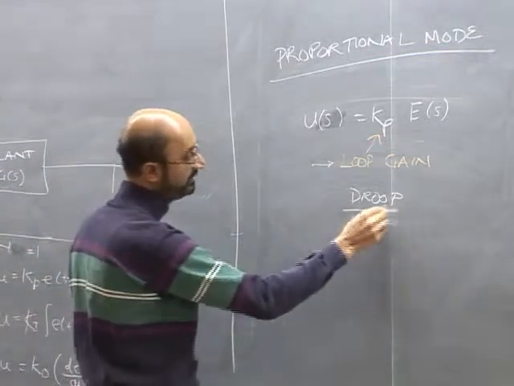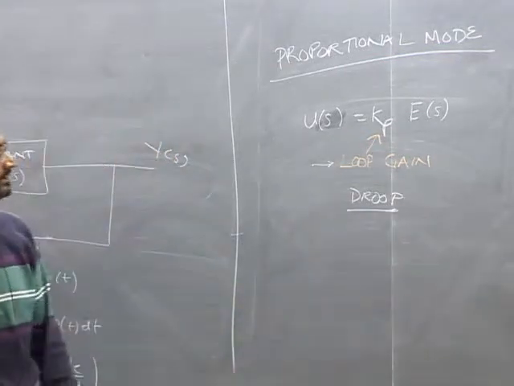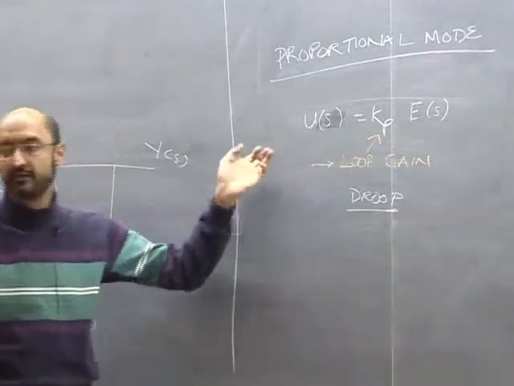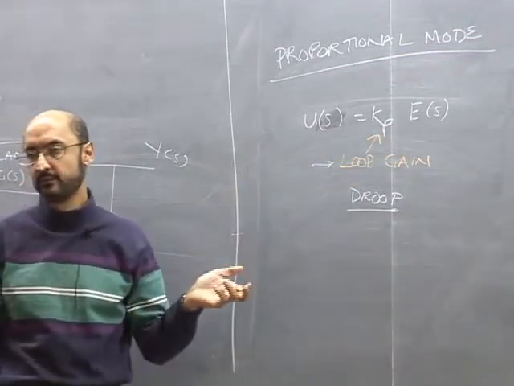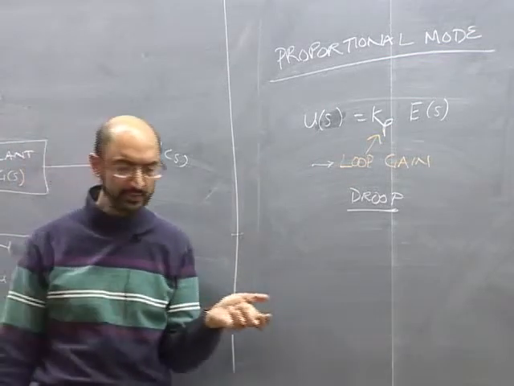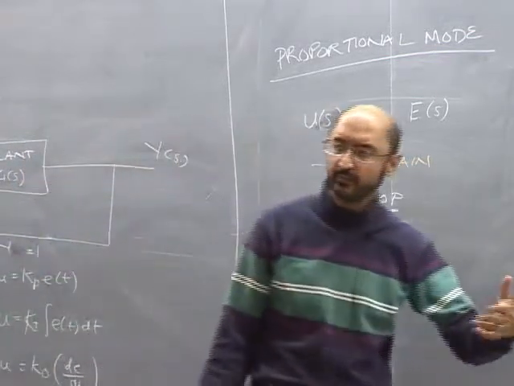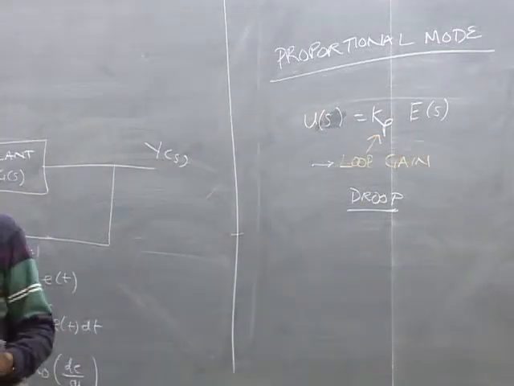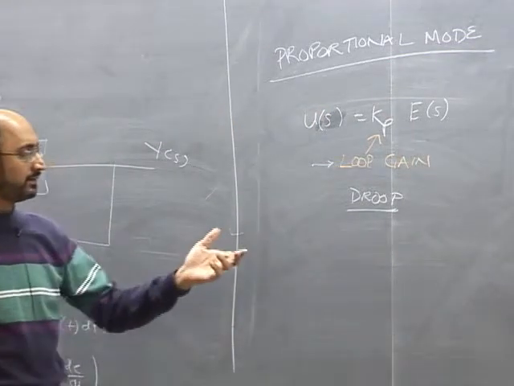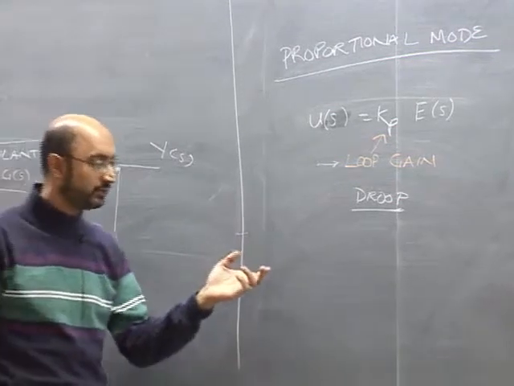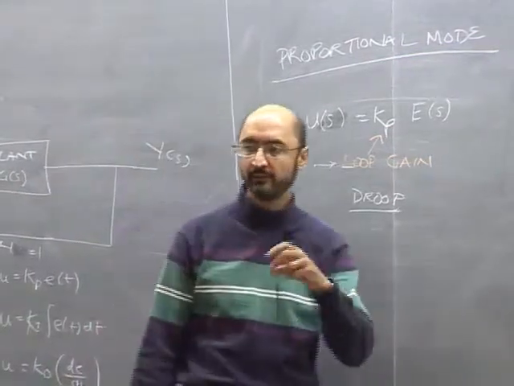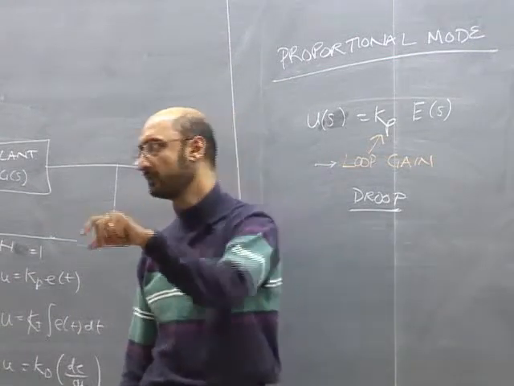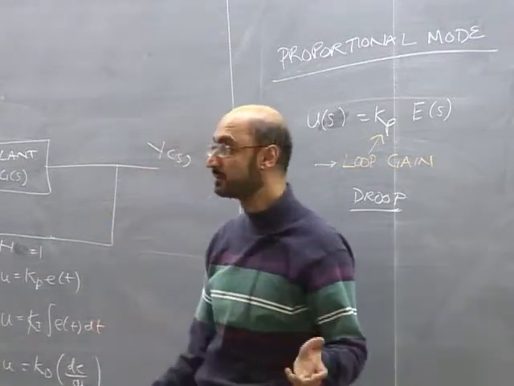Droop means that it's very simple to see that if the error is 0, the control action is 0. The error is 0, control action is 0, which means that in some cases we need some control action to be present. And so in this case, we will maintain a persistent error just enough so that we have some control action. So we don't have 0 control action.